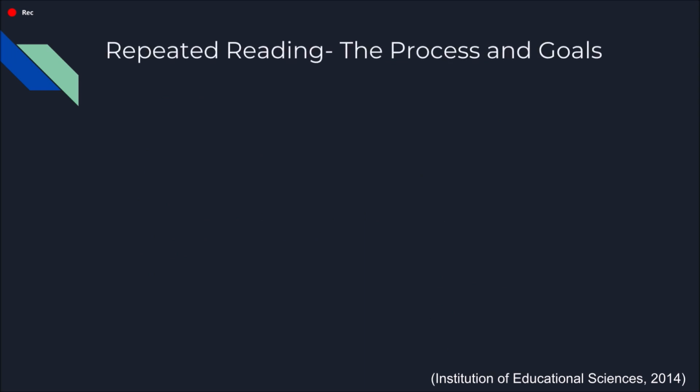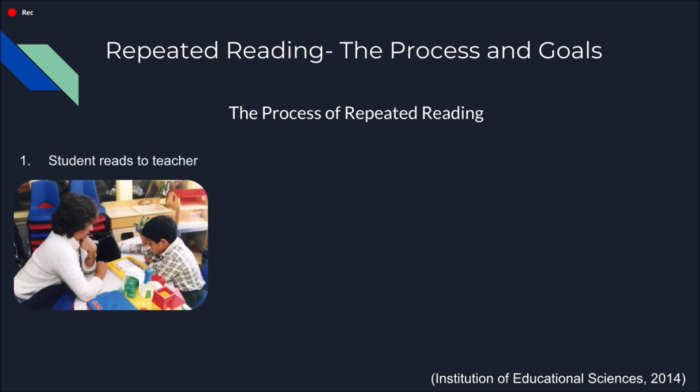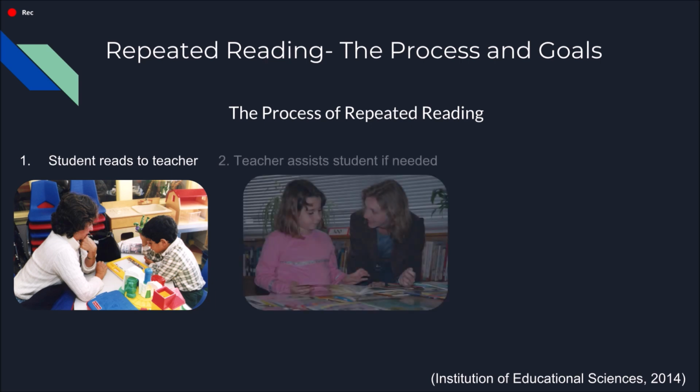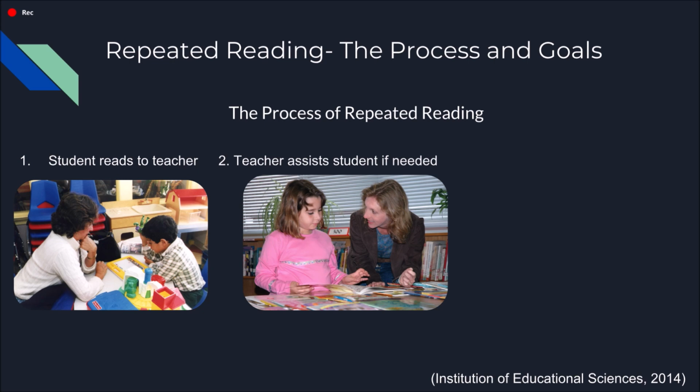Our final example of RTI is repeated reading. Repeated reading is a process by which teachers help struggling students to read. The process begins with the teacher selecting a text for a student to read, and usually students will read a passage that is 50 to 200 words long. The teacher places them in a quiet environment. As the student is reading aloud, the teacher will listen for reading errors and provide help if necessary.